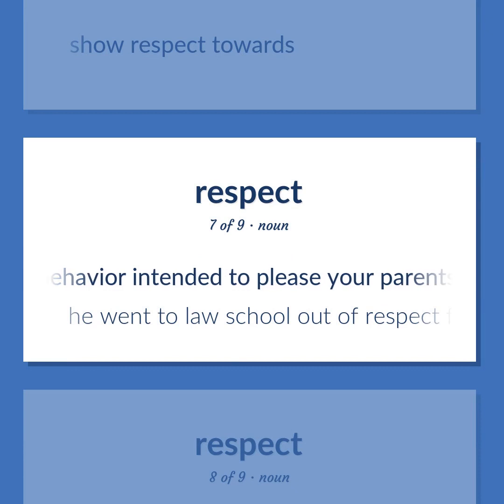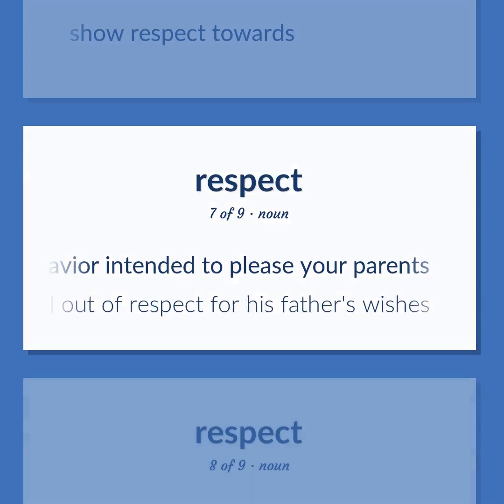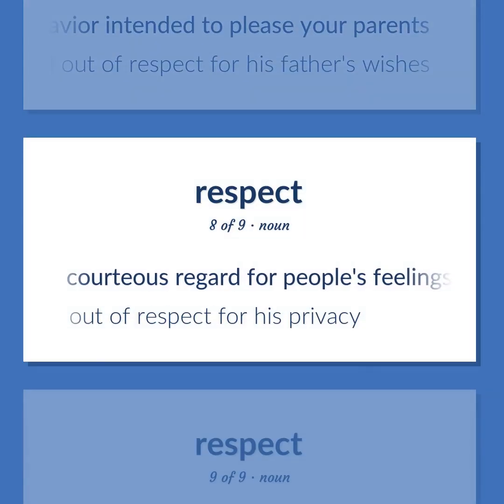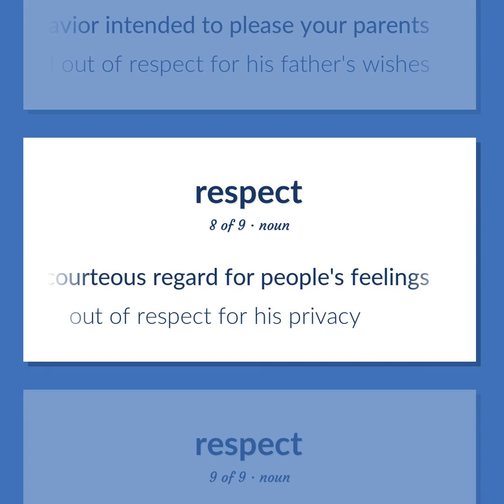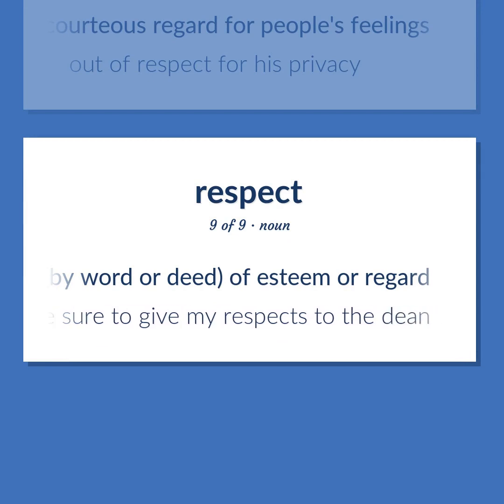Behavior intended to please your parents. He went to law school out of respect for his father's wishes. Courteous regard for people's feelings. Out of respect for his privacy. A courteous expression, by word or deed, of esteem or regard. Be sure to give my respects to the dean.